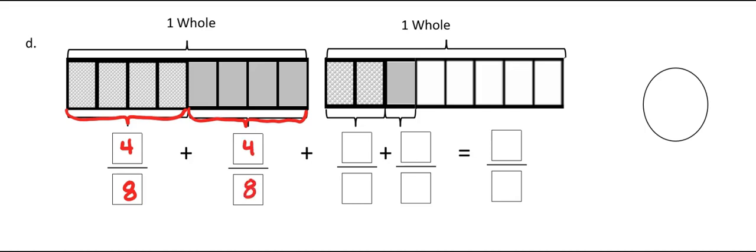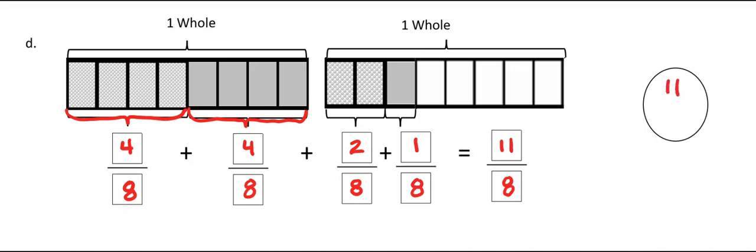And then when I move into my next whole, I have the first 2 sections grouped, so that would be 2/8 and then one more section, which would be 1/8. Now I'm going to combine all of my shaded sections. So 4 plus 4 is 8, plus 2 is 10, plus 1 is 11. So altogether, I have 11/8. When my numerator is greater than my denominator, that's telling me I have more than one whole. So you can see how it matches the diagram.